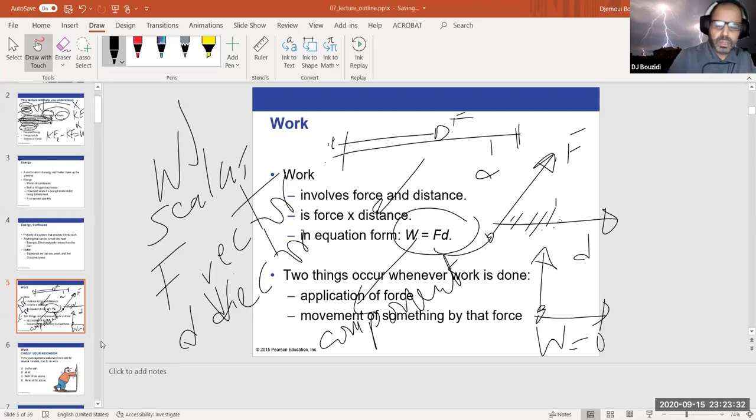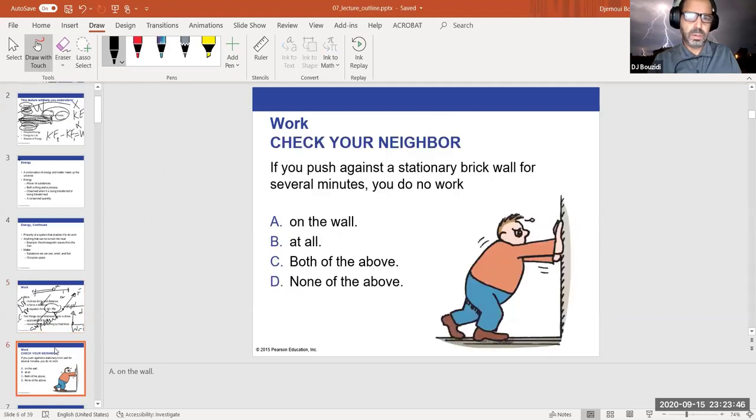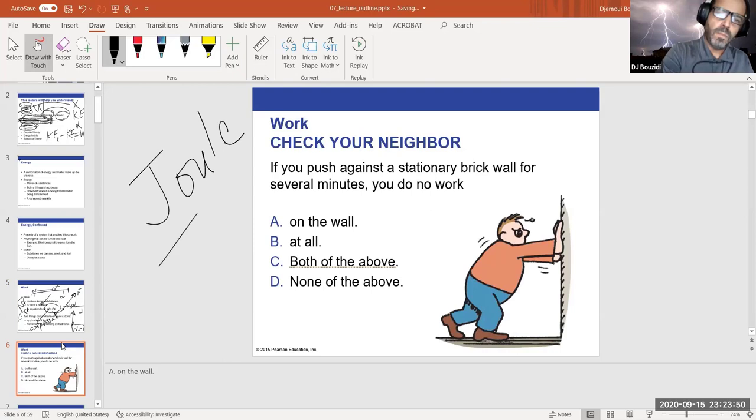So the unit, oh man, is there a clear button in here somewhere? Okay, never mind then. Let's go to the next slide. So the work has this unit, in honor of Mr. Joule, who did a lot of things for us related to heat and energy and work, so they honored him with this unit.